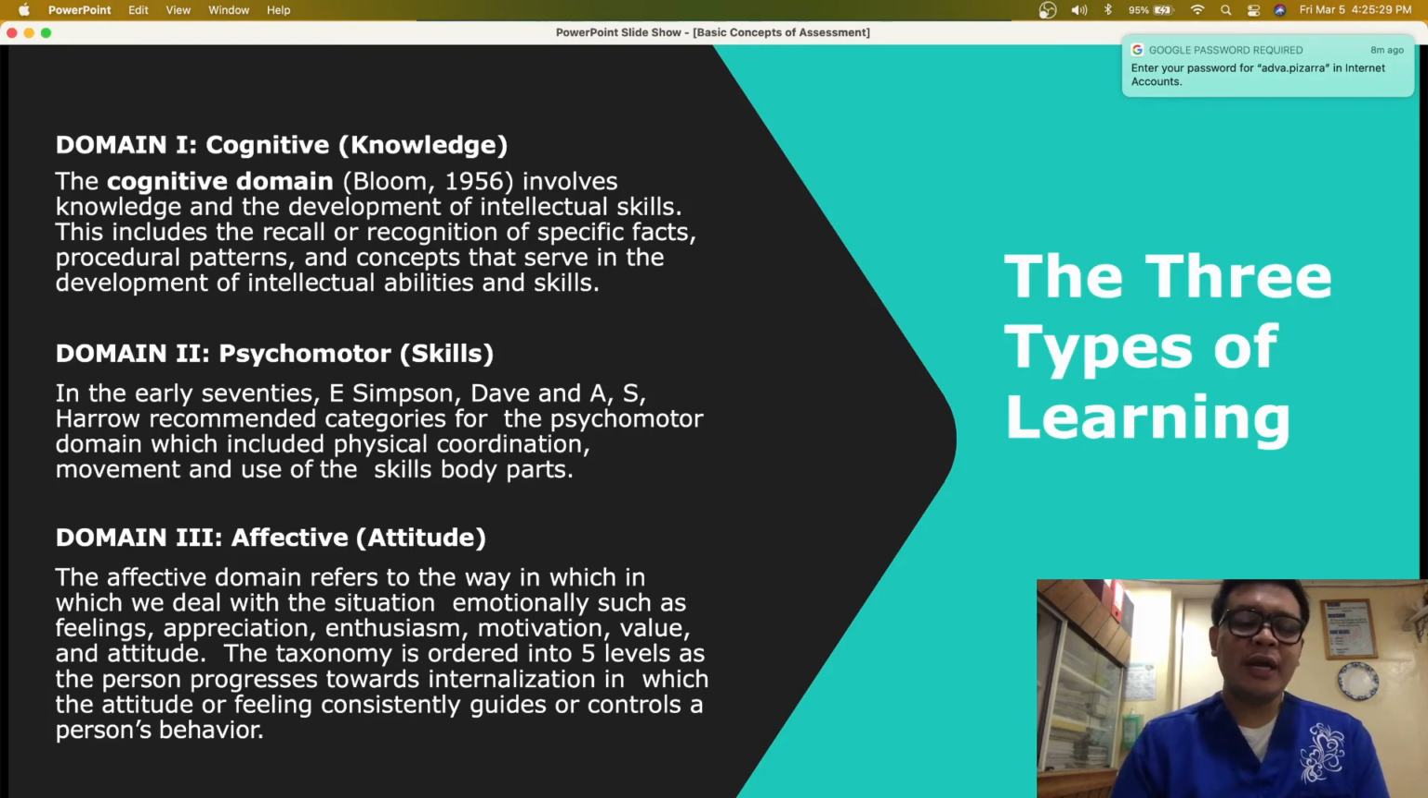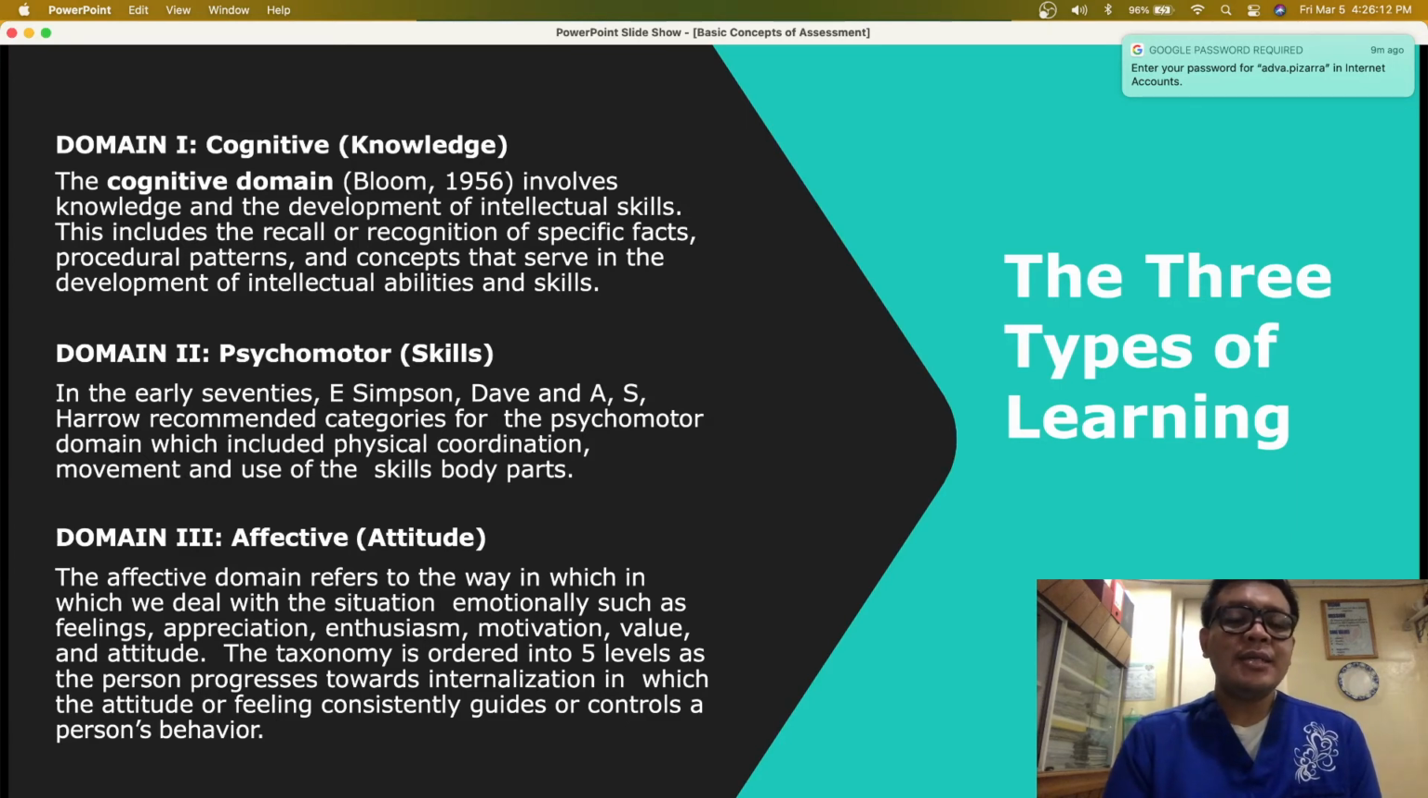The three types of learning: cognitive knowledge, according to Bloom of 1956, involves knowledge and development of intellectual skills. This includes the recall or recognition of specific facts, procedural patterns, and concepts that serve the development of intellectual abilities and skills. Next is psychomotor, the second domain, from the early 70s with Simpson, Dave, and Harrow, who recommended categories for the psychomotor domain, which include physical coordination and movement, and the use of the different body parts of an individual.